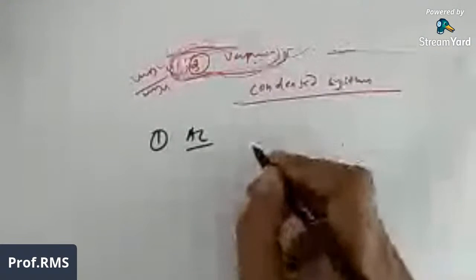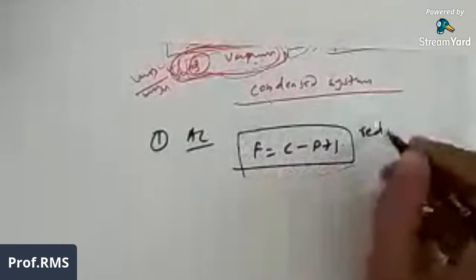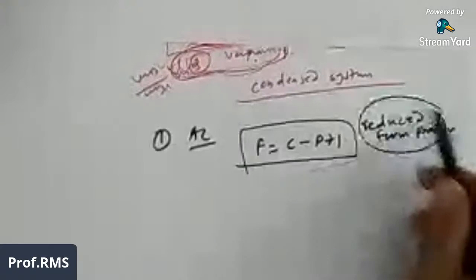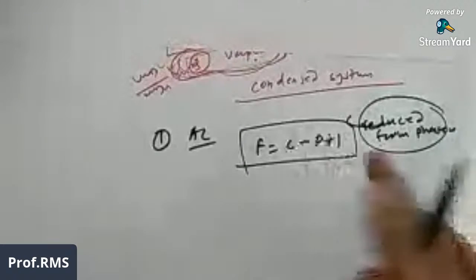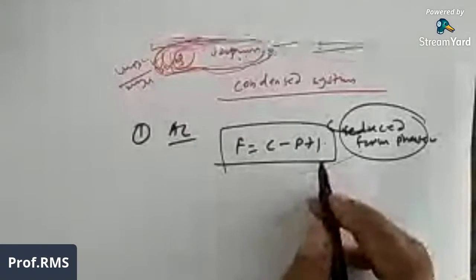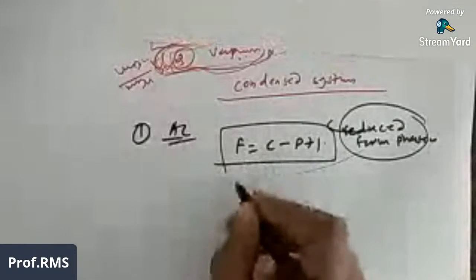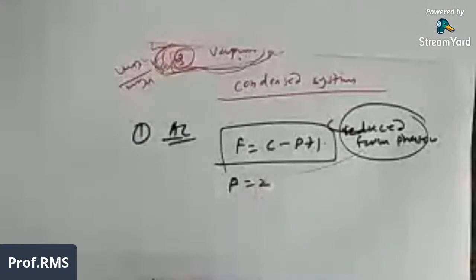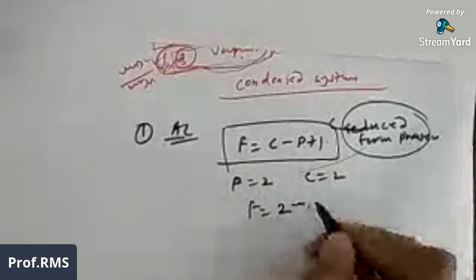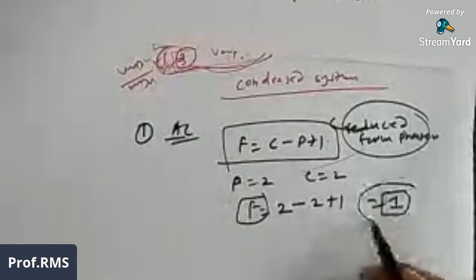So we have the phase rule, F is equal to C minus P plus 1. We have the phase rule, that is a reduced form of phase rule. Why the phase rule gets reduced in this form, we already discussed, so hope I do not need to explain it again. Now we have the AC curve, which has the 2 phases, and we know that the components are 2. So F is equal to 2 minus 2 plus 1. So we are getting the degree of freedom, that is 1.